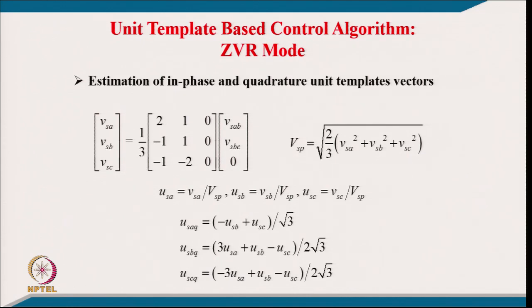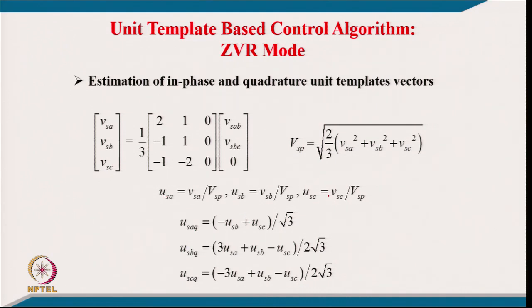And the algorithm is the same: from the line sense voltage we calculate the phase voltage, and from the phase voltage we get the amplitude of the phase voltage, and from this, as we discussed earlier, we get the template in phase with the supply voltage, and from these phase templates by this transformation we get the quadrature templates which are 90 degrees leading. USAQ is 90 degrees leading from USA.